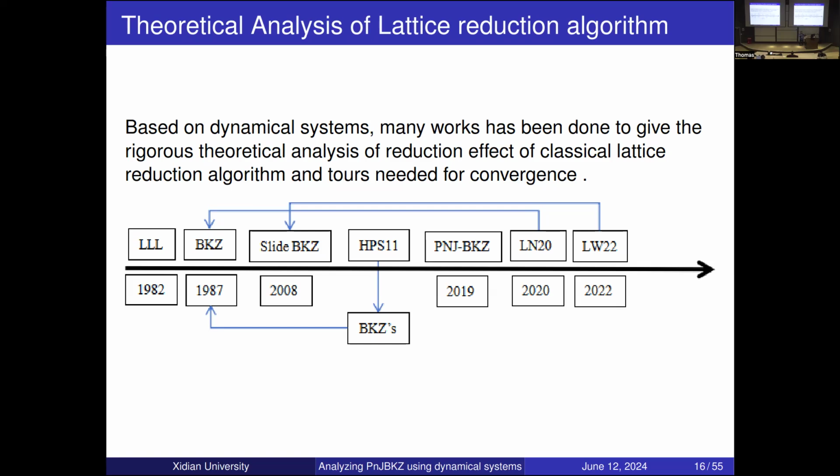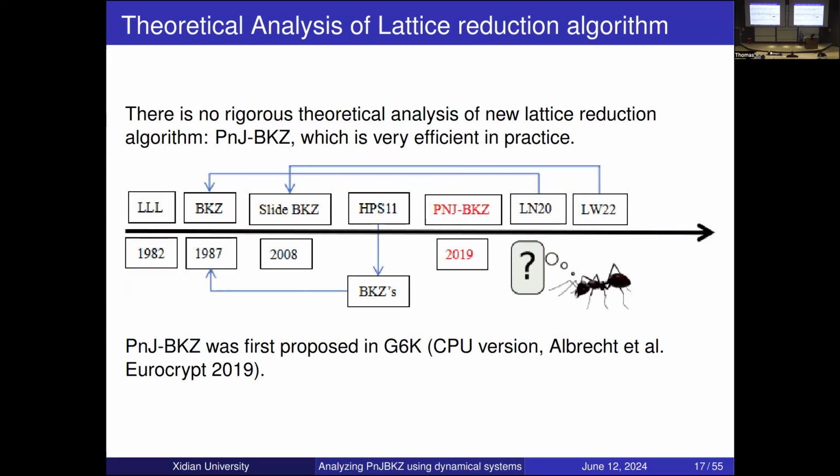Like BKZ and self-dual BKZ, they have been fully studied, and the number of tours needed for convergence is given by this previous work. However, there is no rigorous theoretical analysis of a new type of lattice reduction algorithm, the Pump-and-jump BKZ algorithm, which is quite efficient in practice. Pump-and-jump BKZ was first proposed in the CPU version of G6K, proposed by Martin and Amit, etc., in Eurocrypt 2019. Nice work.